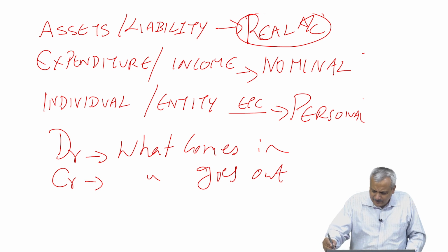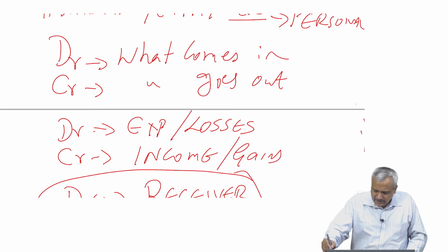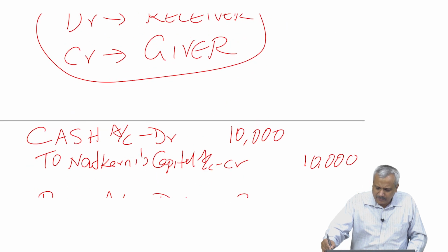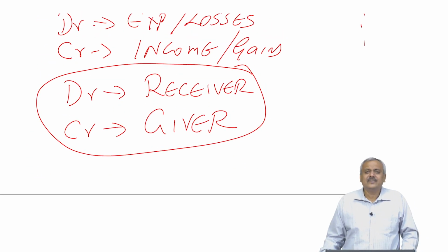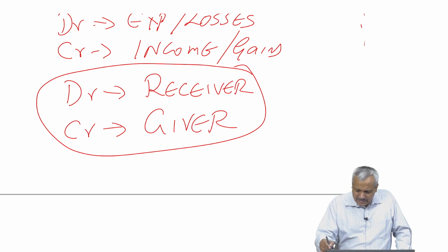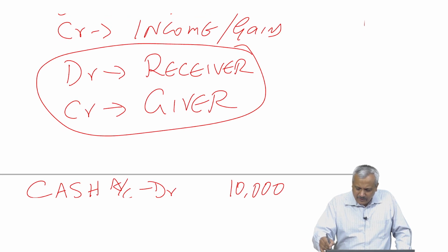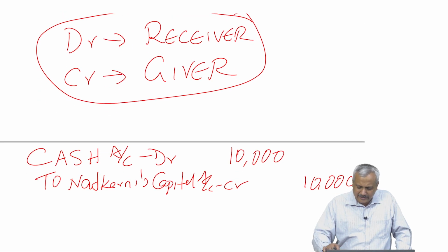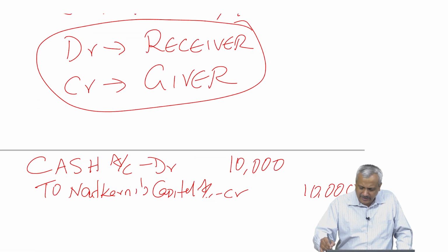The third basic aspect is the personal account principle. We say debit the receiver, the fellow who is receiving, and credit the giver of that particular benefit to you. So, in the same way, we look at this particular transaction.